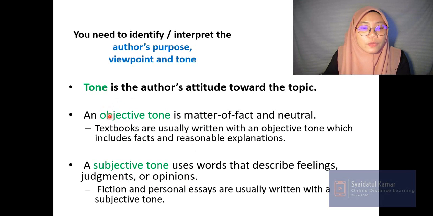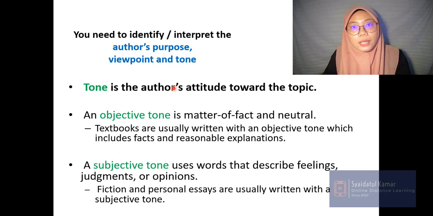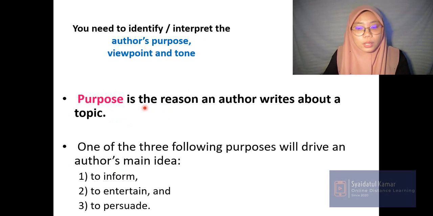Okay, so objective tone is usually found in textbooks, right? Usually written with objective tone, which includes facts and reasonable explanations. On the other hand, subjective tone uses words that describe feelings, judgments, or opinions. And fiction and personal essays are usually written with a subjective tone. Okay, so in your commentary essay, you have to mention the tone as well.